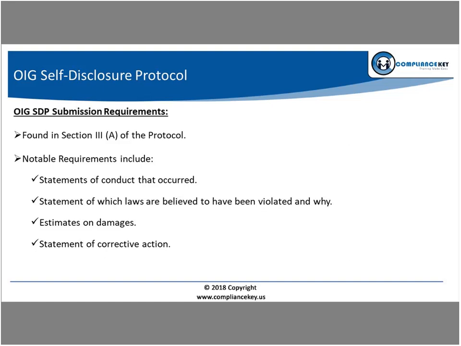I think some common areas where folks can get tripped up is not identifying the potential laws that are violated, not quantifying those damages, conduct that only involves Stark violations, which should go through the Stark Self-Referral Disclosure Protocol, or just a general overall lack of cooperation with the OIG. I think that's where folks can fall down with regards to reporting and returning an overpayment through the OIG SDP.